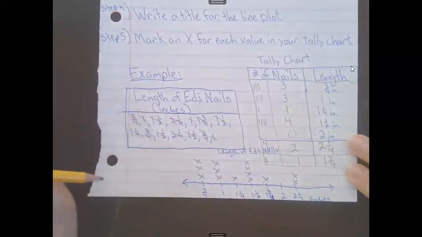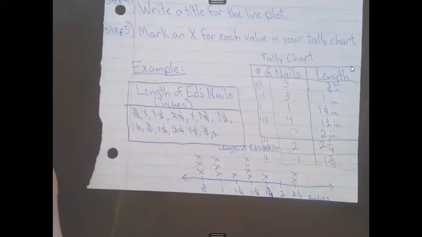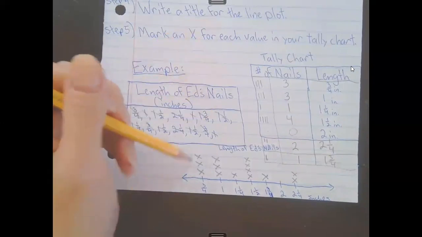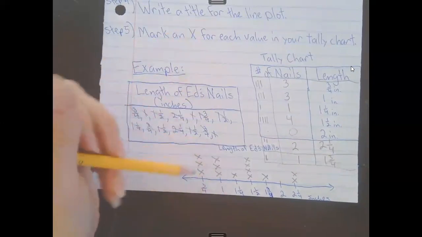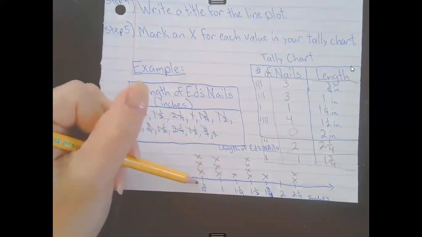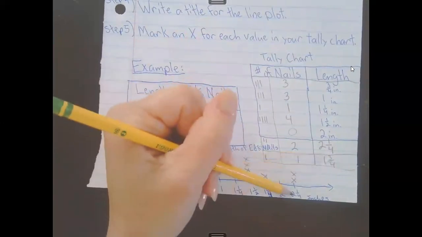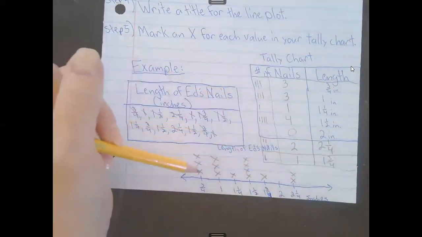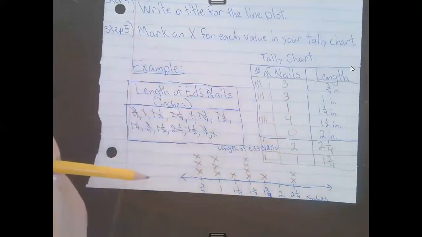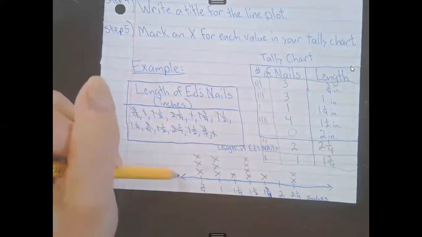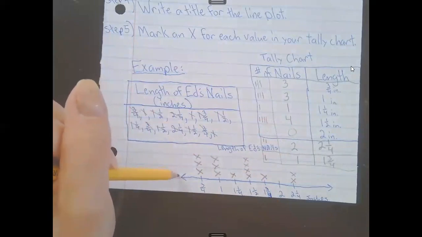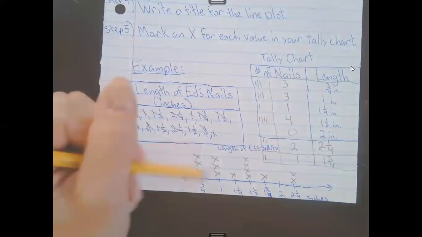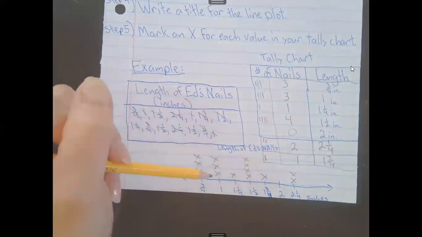So when I'm looking at this, sometimes you are going to say, well, wait a minute, why would we ever even need to know this? So first things first, if you notice, the smallest nail that he has is 3/4. And the largest nail he has is 2 1/4. When I'm using a line plot, I might be looking at, for example, your social studies test. And if I look at your social studies test and I use each question and I plot it out on a line plot to see what you got correct.